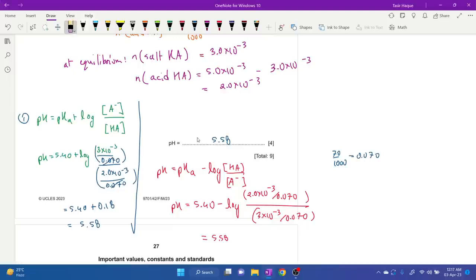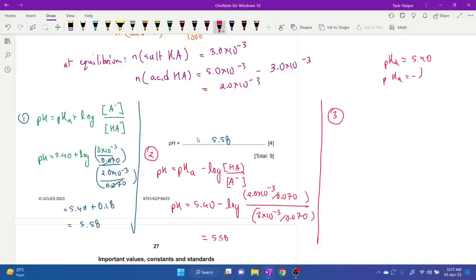Okay. Now, what about the last approach, which is a bit different, which they've started recently, basically, the Ka method. So we know that pKa is equal to 5.40. So Ka is actually equal to, you know that pK is minus log base 10 Ka. So 5.40 is equal to minus log base 10 Ka. So Ka is actually equal to 10 to the power minus 5.40, right?